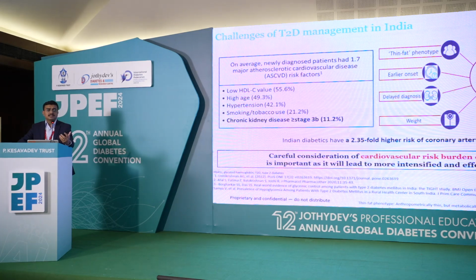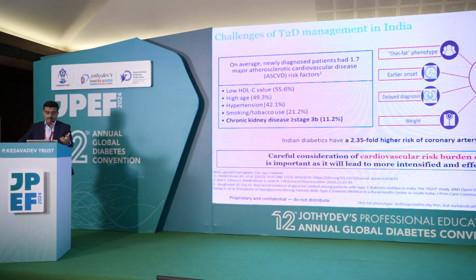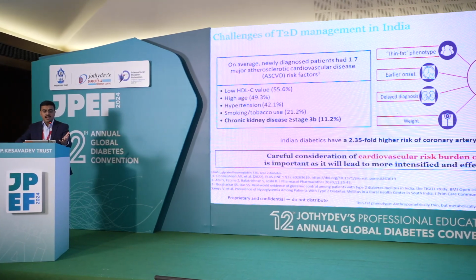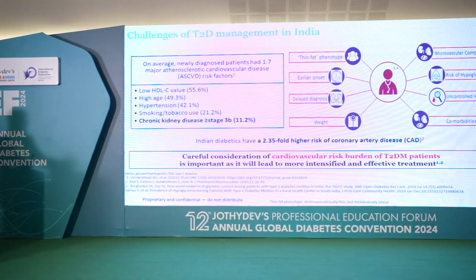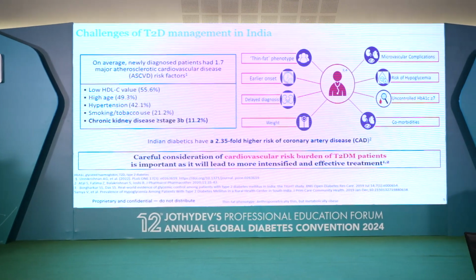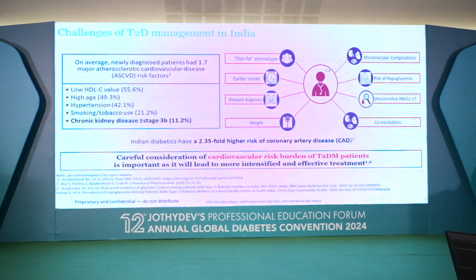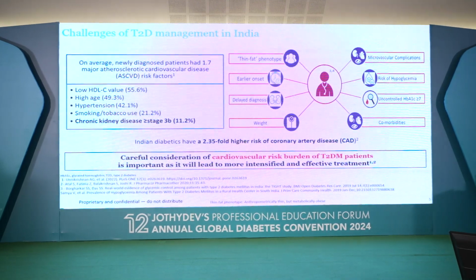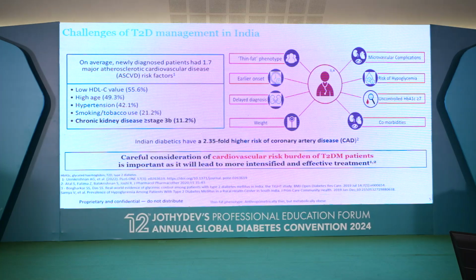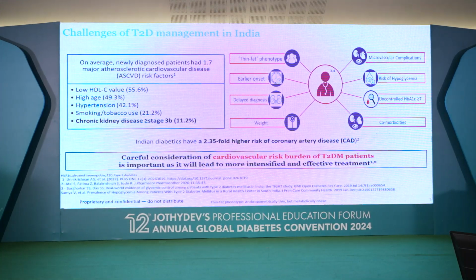So what are the challenges in management of diabetes in India? On average, newly diagnosed diabetic patients are said to have 1.7 major atherosclerotic ASCVD risk factors in play in them. That's why previously there was a terminology that diabetes itself should be considered a CAD equivalent, a coronary equivalent, because there are so many risk factors already present in them that the risk of ASCVD is around 1.7 times, almost double that of the general population.